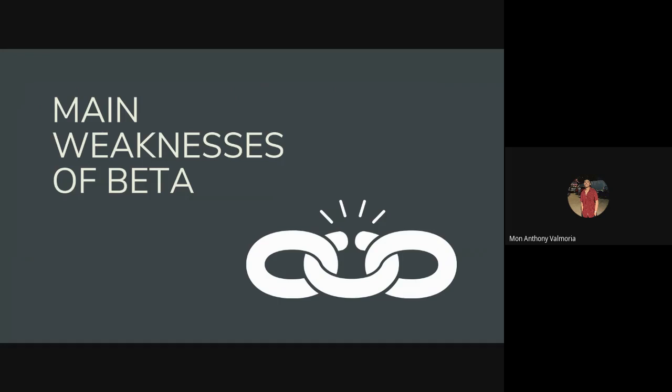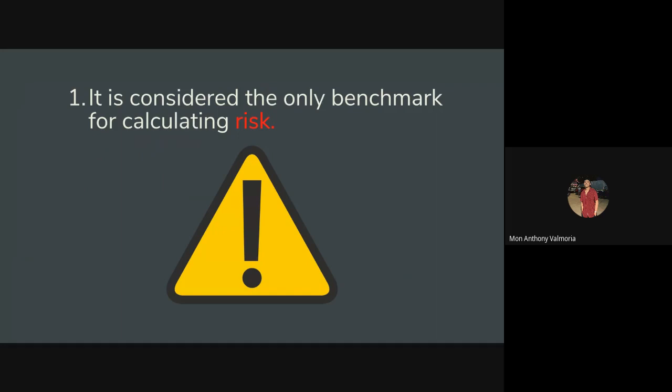So next are the main weaknesses of beta. The first one is that it is considered as the only benchmark for calculating risk. In theory, the arbitrage pricing theory, or the APT, could be used as an alternative, unlike the CAPM, which assumes that risk is summarized by the market only. The APT admits multiple sources of risk, consisting of unexpected changes in fundamental macroeconomic variables, which we call factors. These measure the sensitivity of the investment to each of these changes with a specific beta.